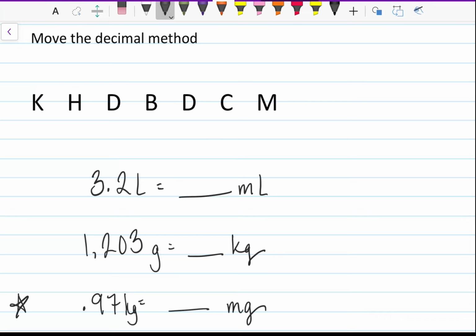Go ahead and jot down these 3 problems on your page and try them on your own. Heads up, this one is probably the challenge problem, but go ahead and pause the video now and try the 3 problems.